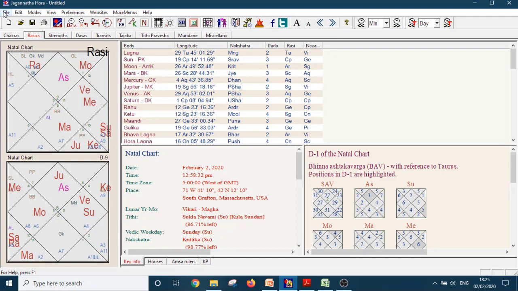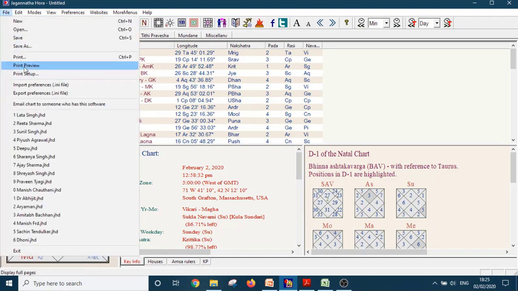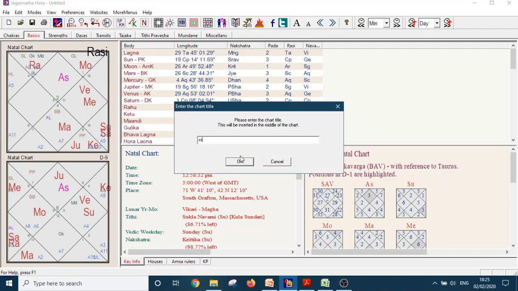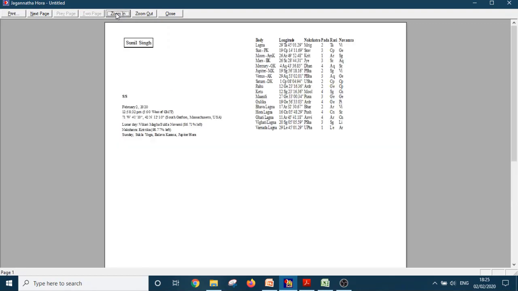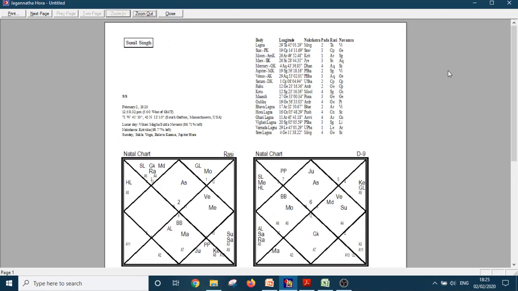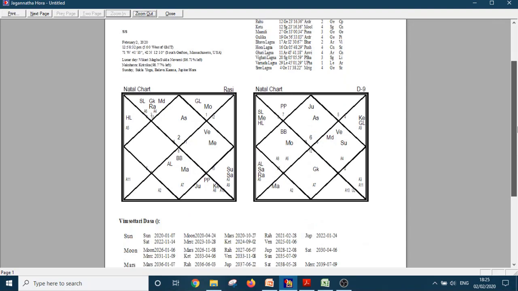So what you do, you go to the file and then say print preview and just give a name here, so you get a report. This is quite a standard report that most of the software generate. You can see I've already talked about this part in my first video where you had all your planets including Lagna and some sub planets, their longitude, nakshatra, the padas they belong to, the rashi and the navamsha. Now, I'll just walk you through so that you also understand.